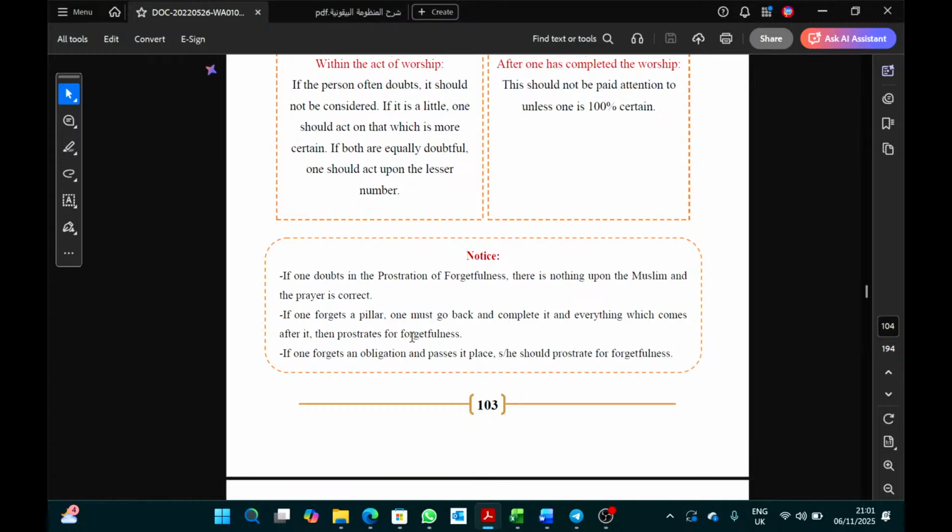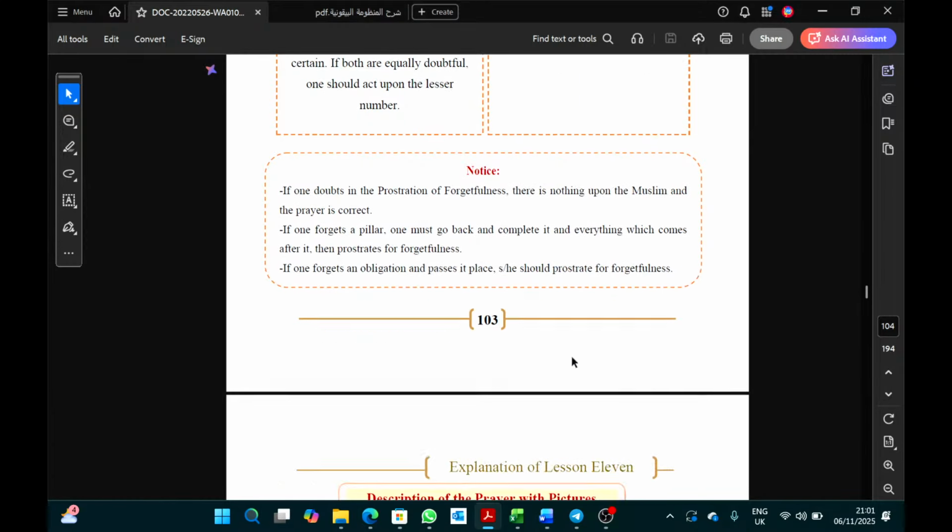But if it's been more than a rak'ah, then no, because then your salah is all over the place. If one forgets an obligation and passes its place, you don't go back and do it, you just do sujood sahu at the end.